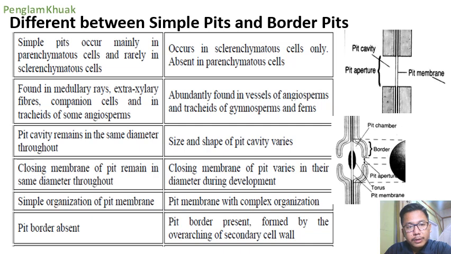Difference between simple pits and border pits. Simple pits occur mainly in parenchyma cells and are rarely in sclerenchyma cells. These parenchyma cells are involved in photosynthesis, and they can store starch or glucose. Sclerenchyma cells are strong and mostly for support of the plant. Border pits occur in sclerenchyma cells only, and are absent in parenchyma cells.